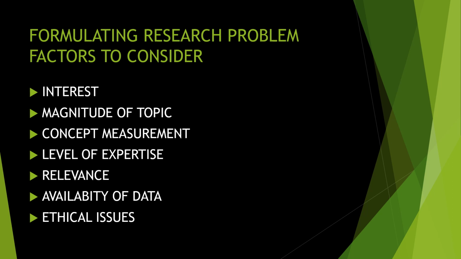Then ethical issues. Ethical issues means when you are doing any research, it should not be copied from anyone, or it should not hurt anyone. It should be very ethical, and it is true and authentic, that we have to consider. So all these factors we have to consider when we are formulating a research problem. Research problem here means you are finding out the research area which you are going to do. That is what we call the research problem. Understood?